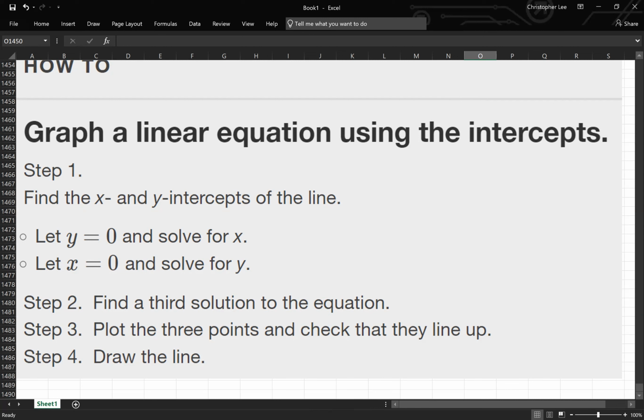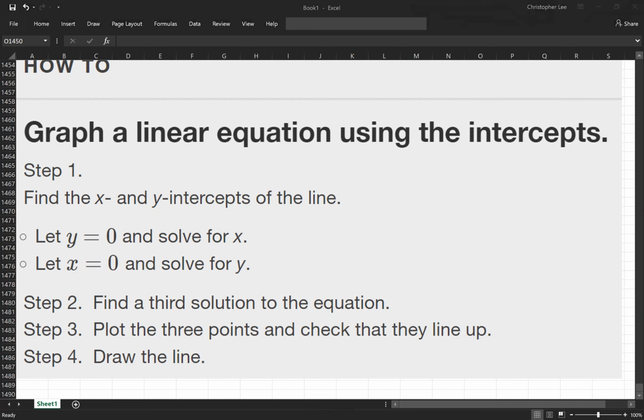So basically, it's the same lesson as before. It's just that I'm showing you a more strategic way of doing it, using the intercepts.